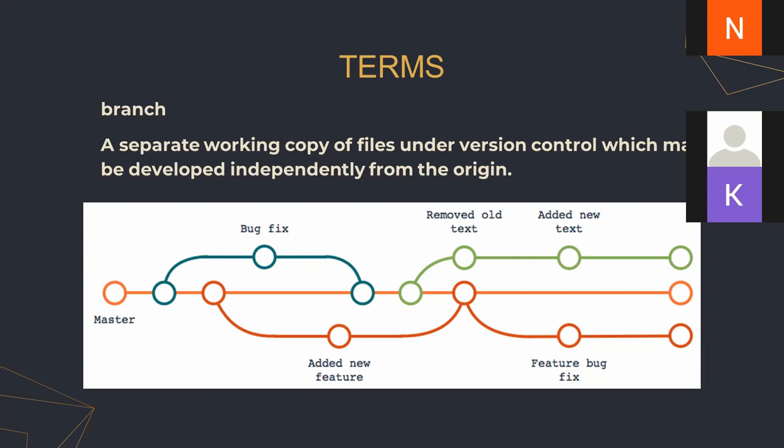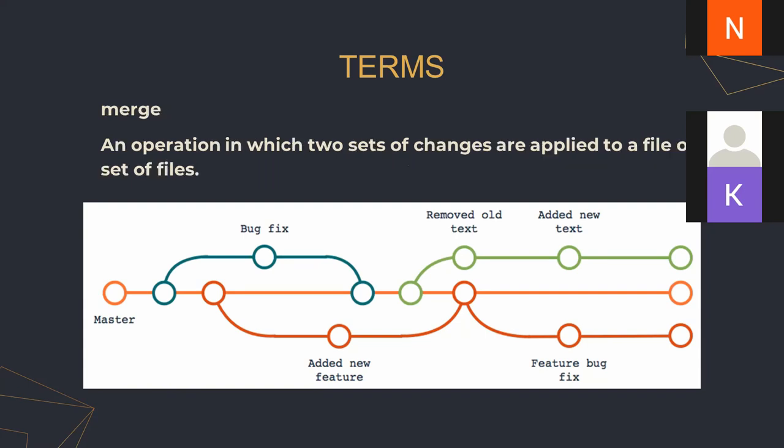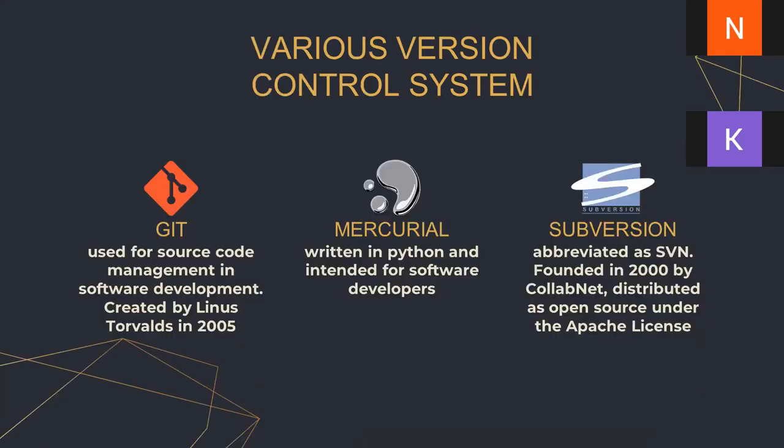By separating the versions into branches, the different branches or versions will not affect the main master. The main master is isolated. So you can fix the bugs without interrupting the other projects. So this is the term branches. Next, like I said, you can merge your version back into a single master project. There are several version control systems: Git, Mercurial, Subversion, and so on.